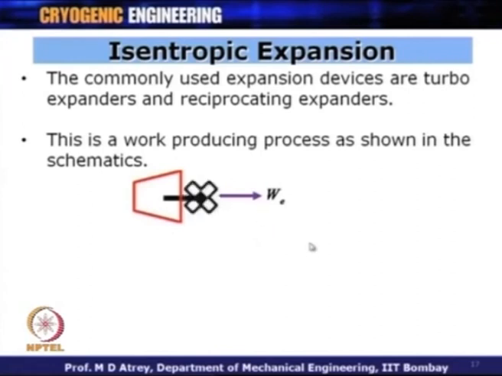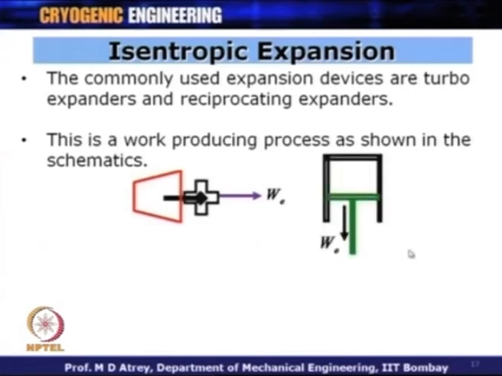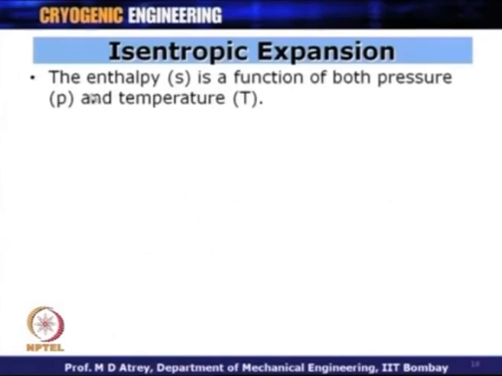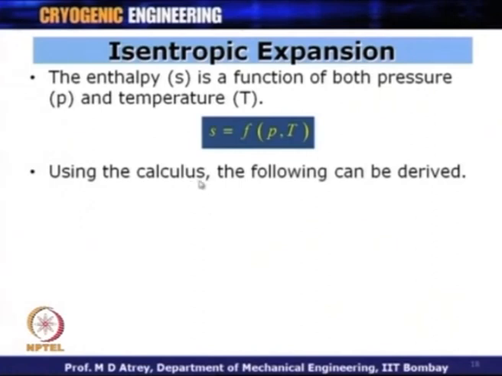Now, similar to what you saw earlier, delta T by delta P at constant entropy is what we will consider now, and this ratio is called the isentropic expansion coefficient. Now, let us see how we derive the value of delta T by delta P at constant entropy. The entropy S is a function of both pressure P and temperature T, and therefore, we can write S is equal to a function of pressure and temperature. Using calculus as we have done earlier, we derive the following expression: delta S by delta P at constant temperature into delta P by delta T at constant entropy into delta T by delta S at constant pressure is equal to -1.